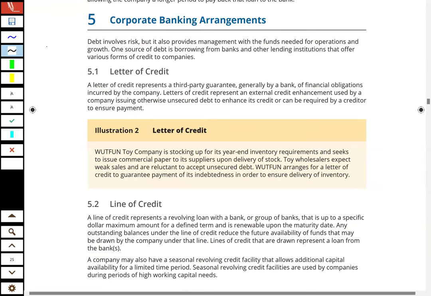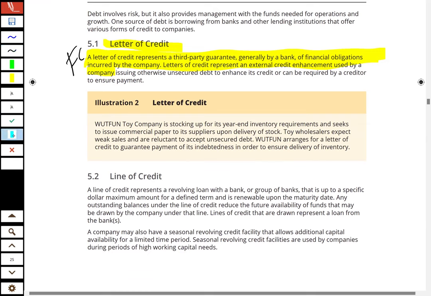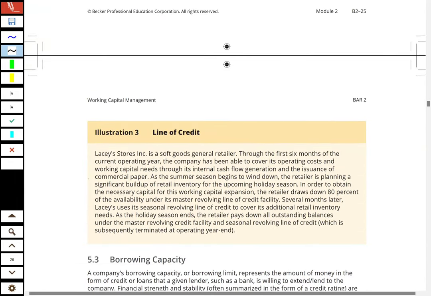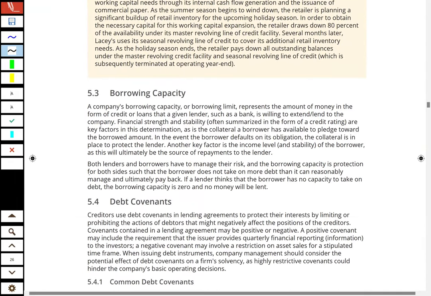Okay. So letter of credit. A letter of credit represents a third party's guarantee of financial obligations incurred by a company. Letters of credit represent an external credit enhancement used by companies. So go ahead and flashcard that. I think you probably know that already, but let's just flashcard that. A line of credit represents a revolving loan with a bank or group of banks that is up to a specific dollar maximum. Flashcard that. All of these, again, are ways of managing your working capital, right?